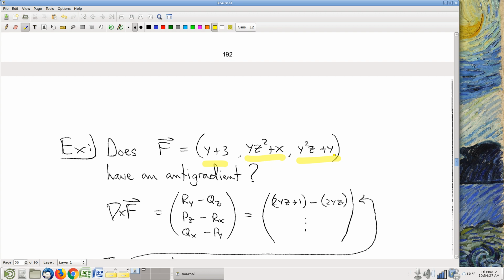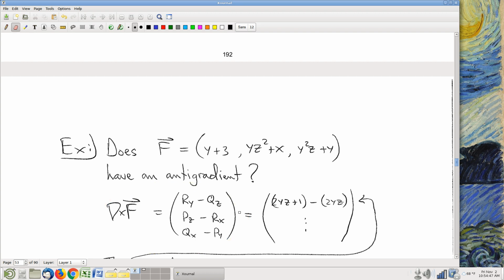And so here's the answer. This is a 3-dimensional vector field, so we take the curl. If there's going to be an antigradient, we need the curl to be 0. Here's our formula for curl. Again, out of nowhere. We'll justify that somewhat later on. At least we'll give a context for it.